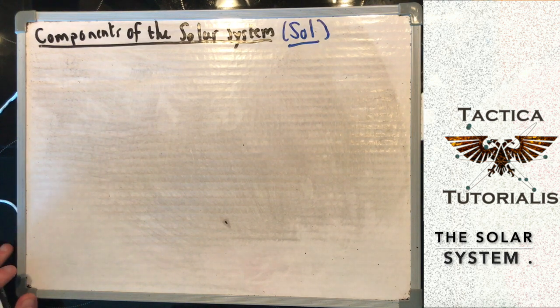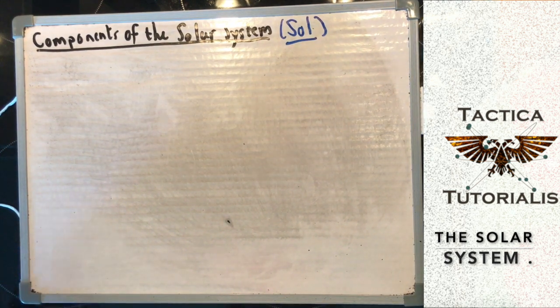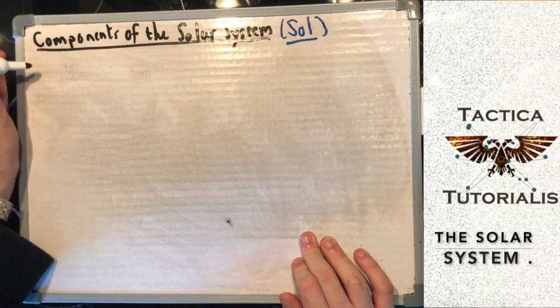So, what do we find within the solar system? Well, largest of all, we find the sun.